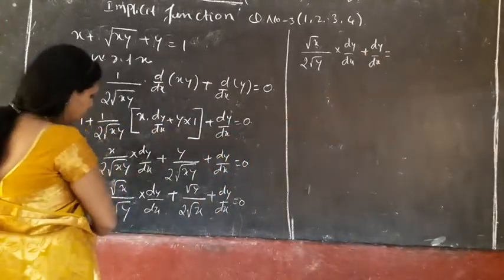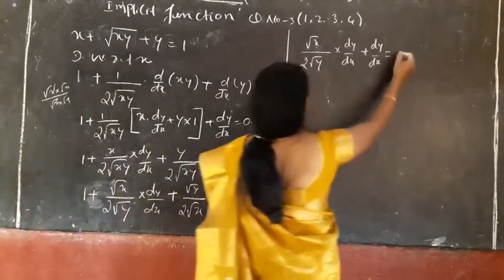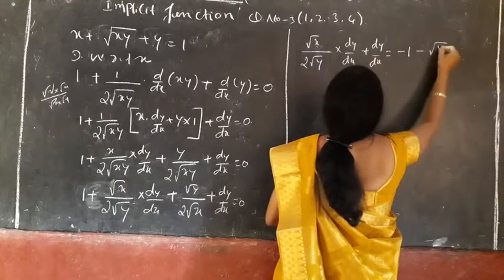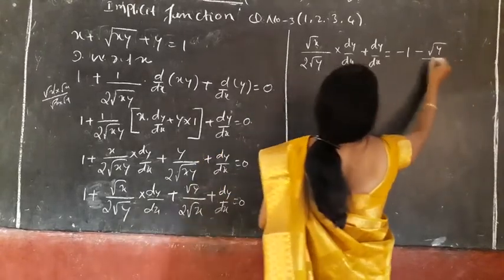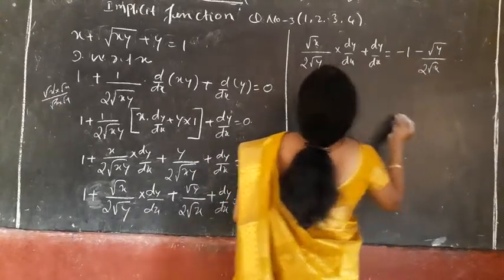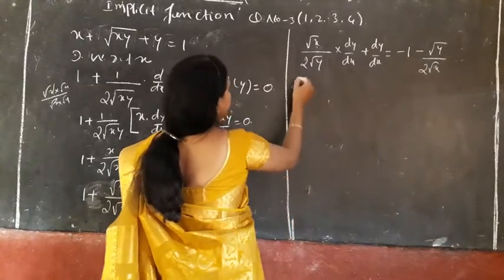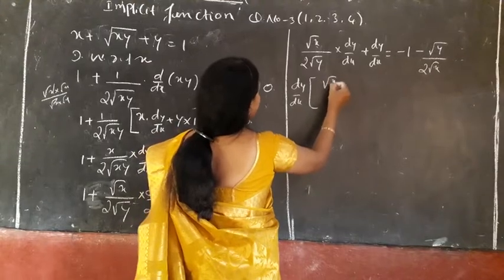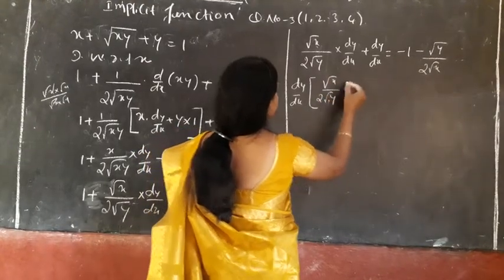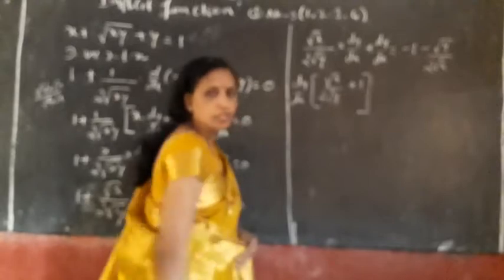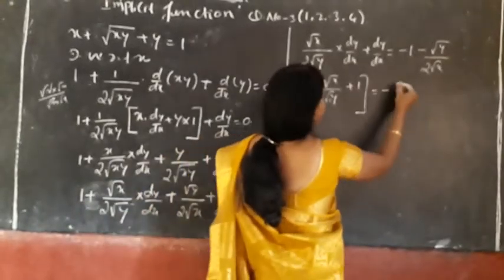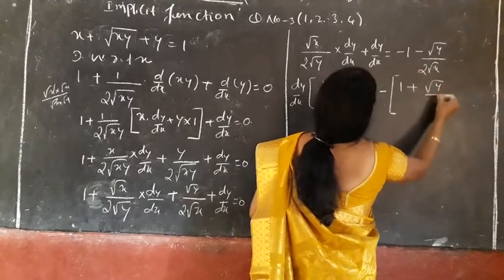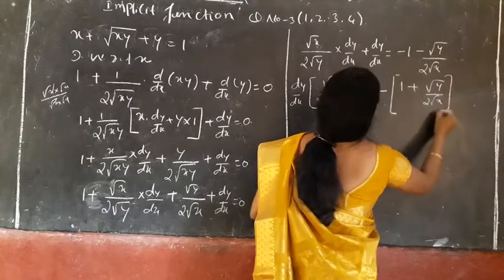Next, transfer the simple terms. Which are the simple terms here? Minus root y divided by 2 root x, and minus 1. Okay, we can write this example taking dy upon dx as common: root x divided by 2 root y plus 1. Here, taking minus as common, 1 plus root y divided by 2 root x.